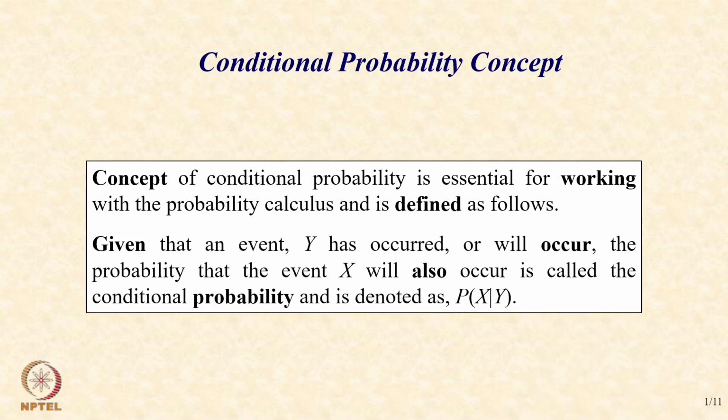What it says is that if an event y has occurred or there is a certainty that it will occur at some point in time in future, the probability that another event x will also occur is called the conditional probability and is denoted as P in parenthesis x vertical bar y. The implication of this symbol is that given y, what is the probability of x occurring? So, this brings in an idea of condition.